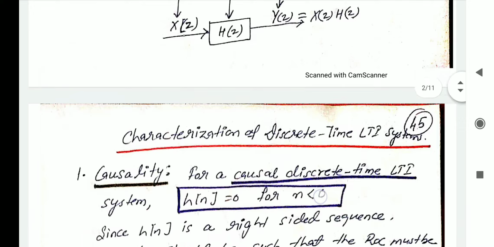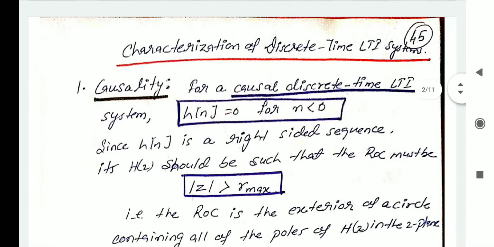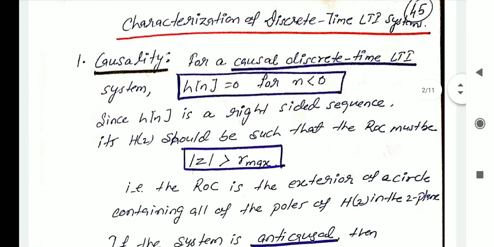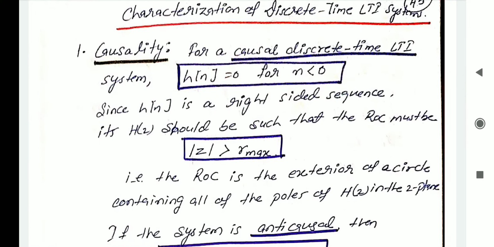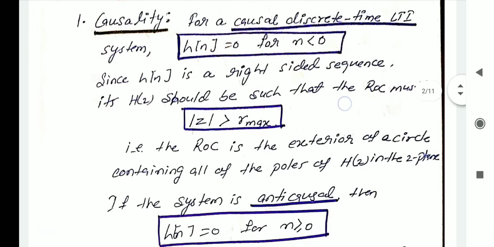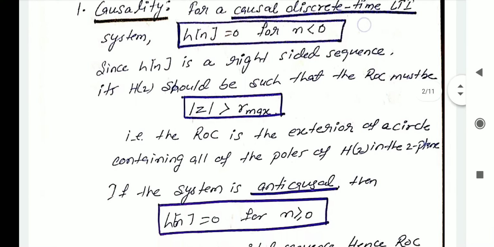Now, characterization of discrete time LTI systems. The first characteristic is the causality property. For a causal discrete time LTI system, the condition is that h of n should be 0 for n less than 0. That is, h of n should exist only for n greater than or equal to 0. So this is the condition for a causal discrete time LTI system.